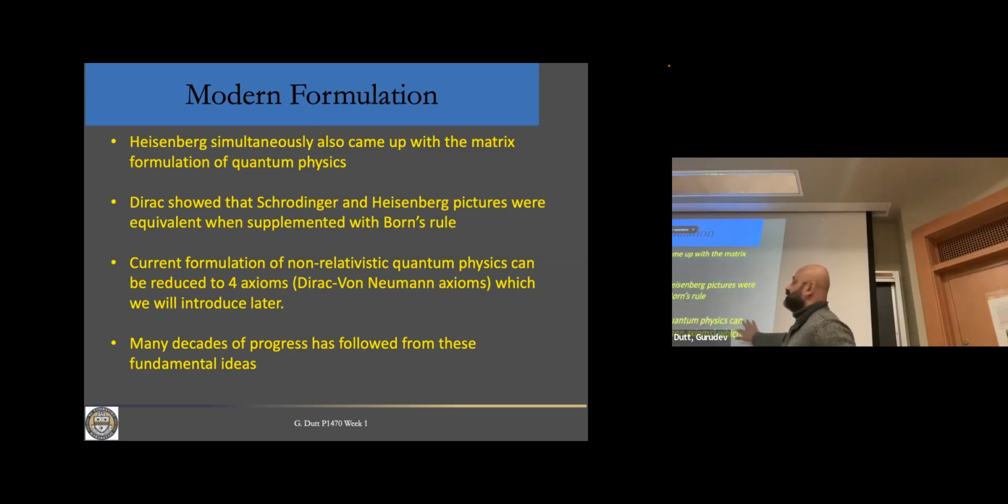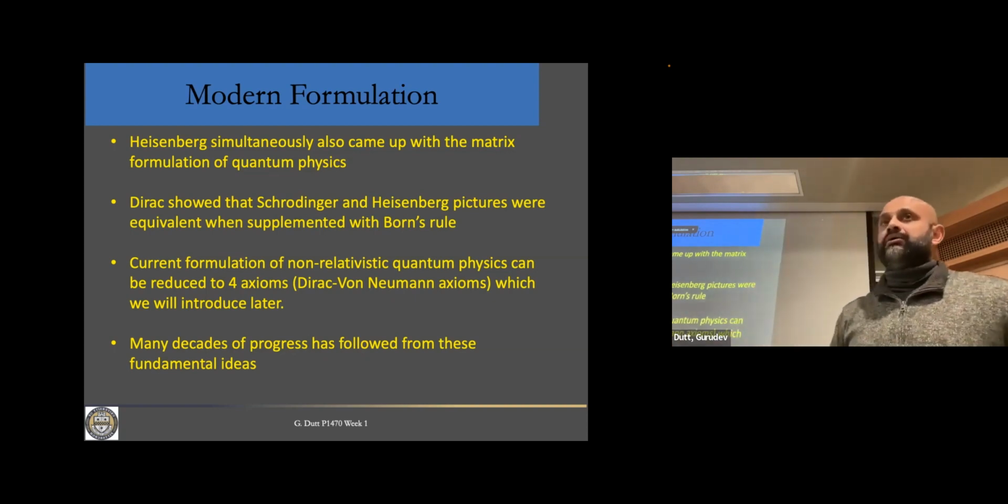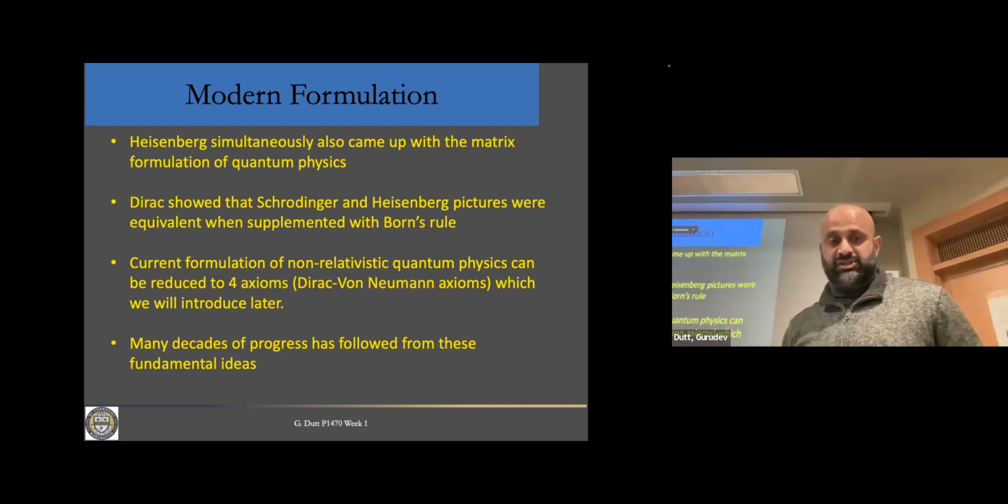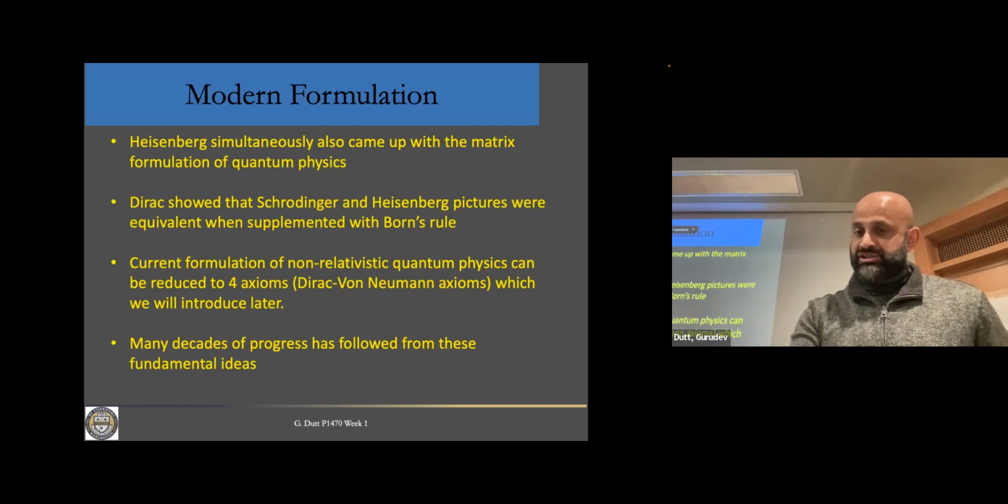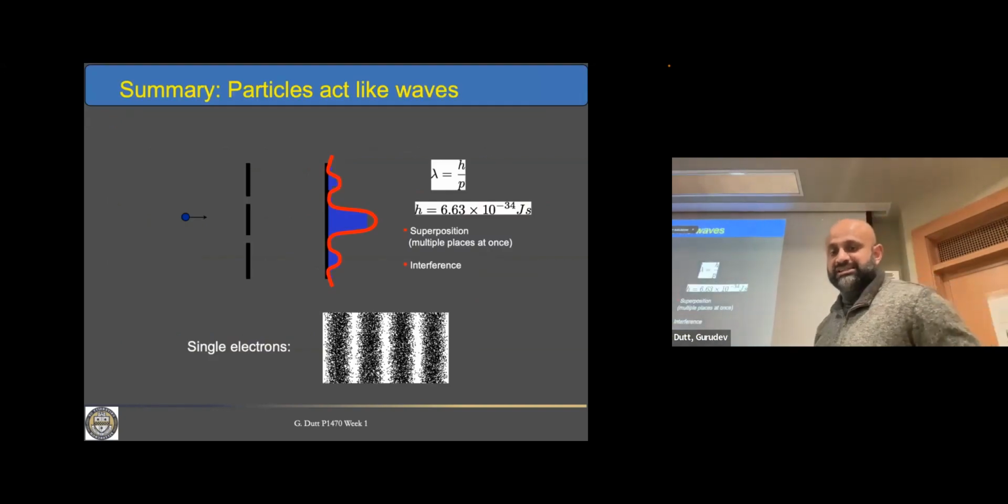Our current formulation of non-relativistic quantum physics is reduced to just four axioms. These four postulates of quantum mechanics are the Dirac-von Neumann axioms, and we'll introduce them when we come back to qubits and quantum states and so on. All of the progress has just followed from these four postulates of quantum physics. Okay, so that's our summary.